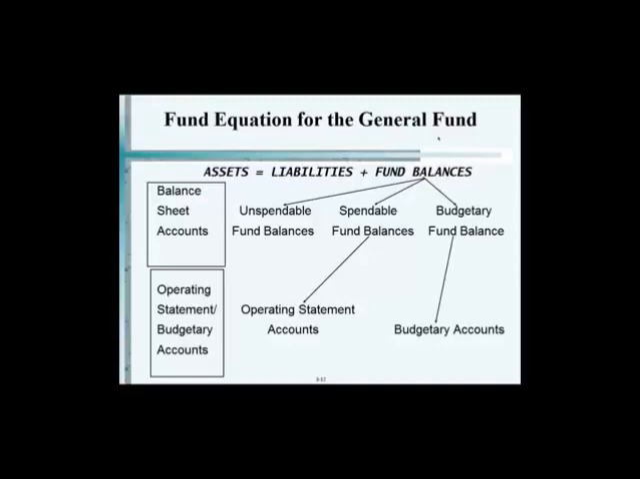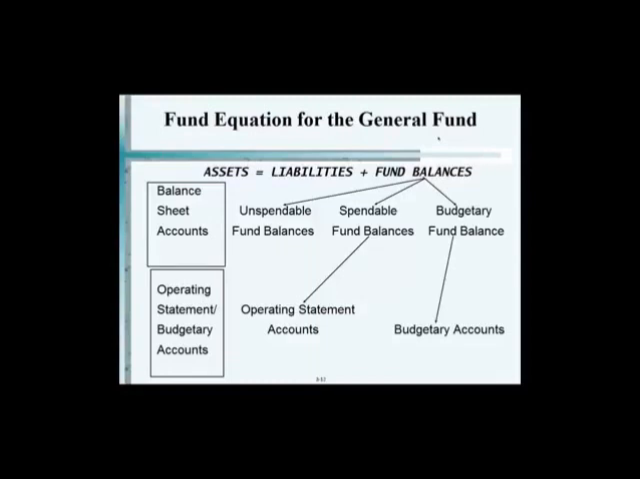And you wonder, how could it be? If you got money in the bank, why is it that you couldn't spend it? Well, if it's fund balance which is tied in inventory, you can't spend inventory. So that would be an example. But this is a simple way. So these are your balance sheet accounts, and then your operating statement accounts and your budgetary accounts.